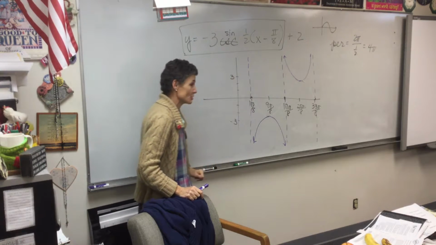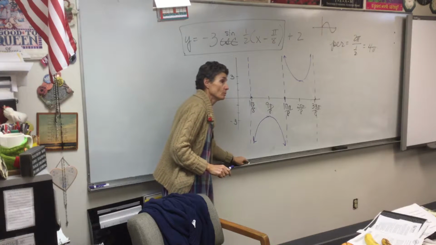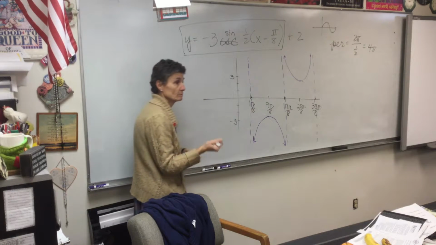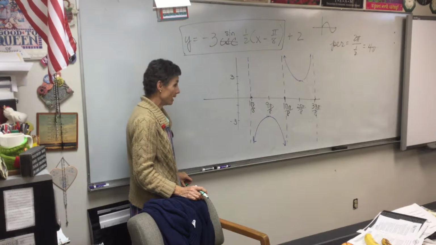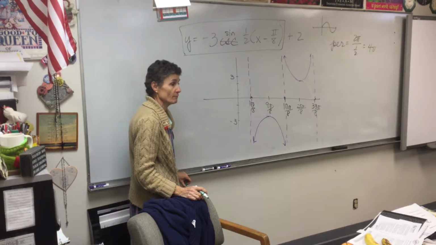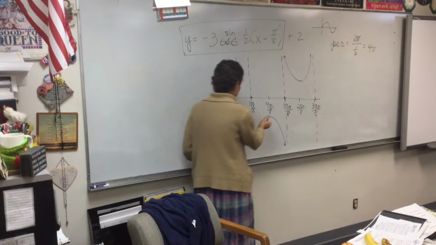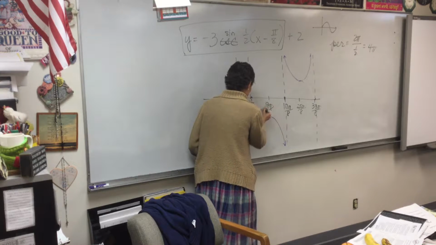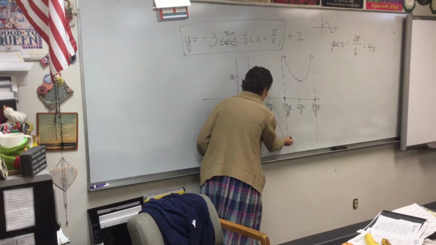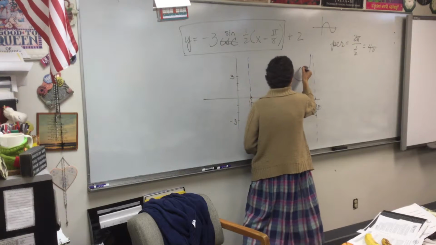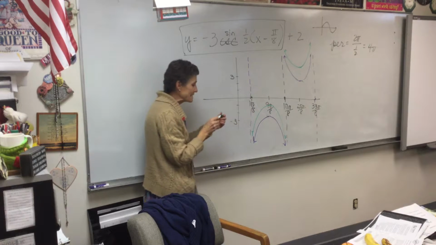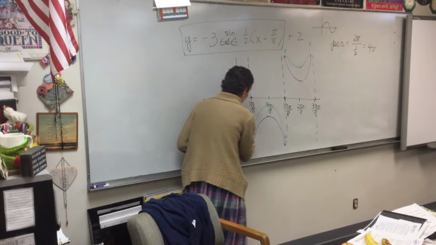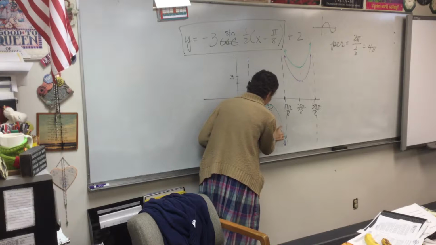Now, what about the +2 on the end? What's that going to do? Shift it up 2. It's a vertical shift. It's going to take it up 2. So this guy is coming up to here, and this guy is coming up to here. So the green is actually the answer to the question.